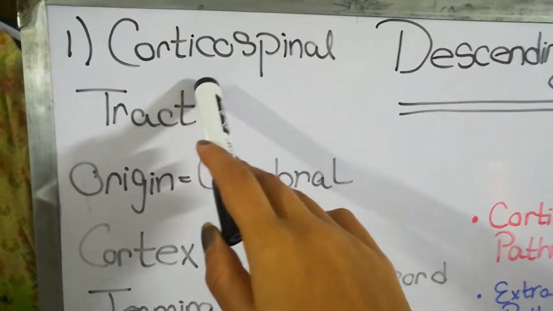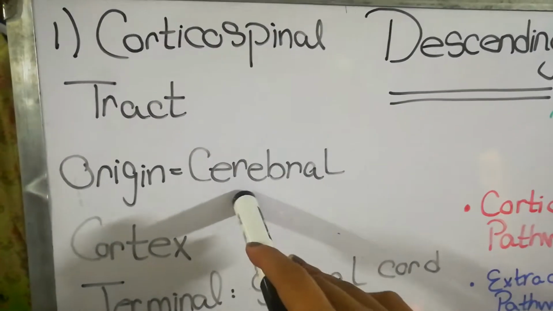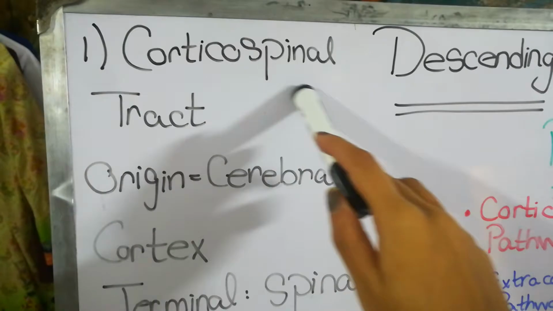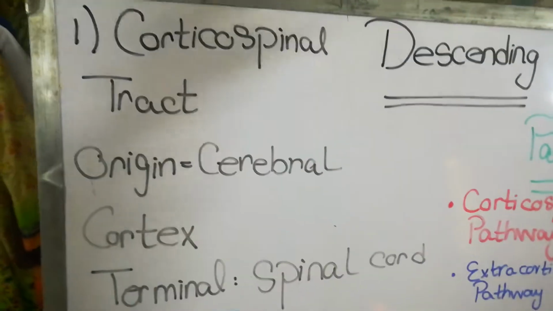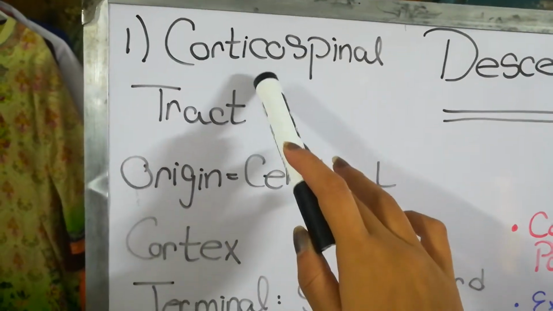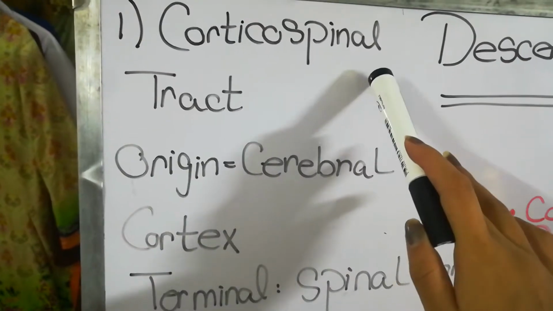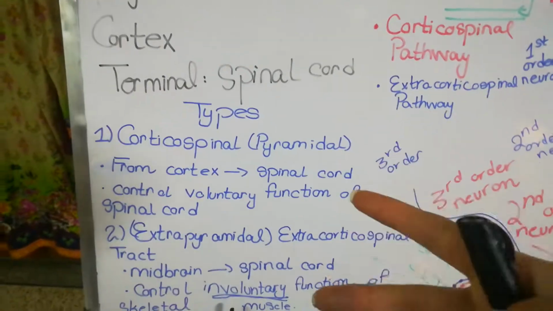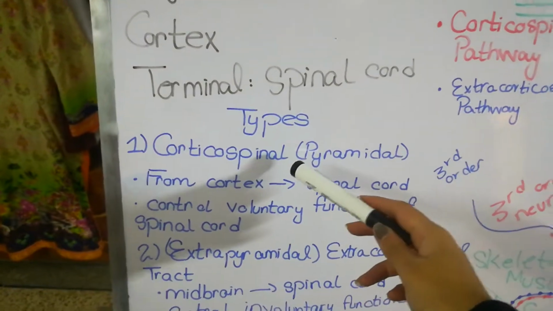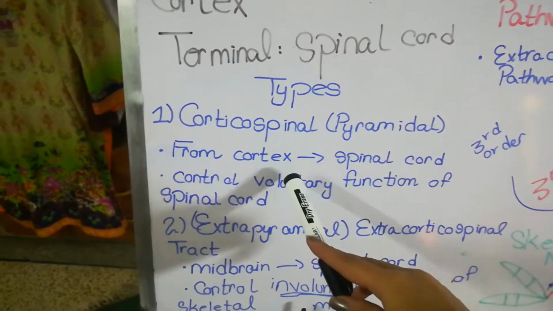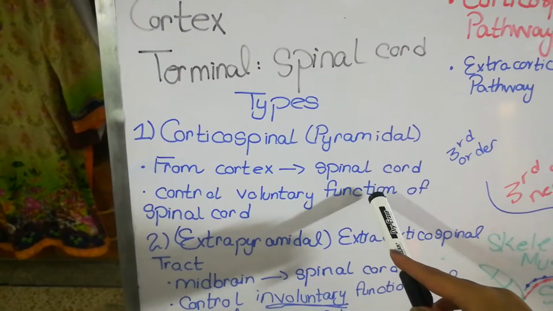The word cortico means that it is going to originate, to start, from the cerebral cortex. And the word spinal means that it is going to end or terminate at the spinal cord. So from this, we can understand that the tract is going to start from the cortex of the brain and end in your spinal cord. Now, the corticospinal tract is of two types. Number one, the corticospinal tract known as the pyramidal tract. It is the same, starting from the cortex, ending in your spinal cord.